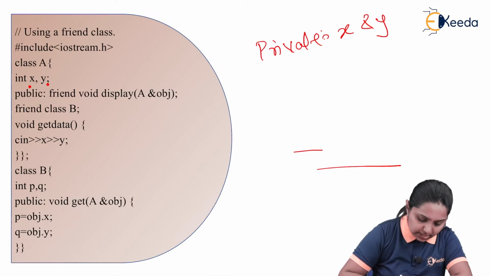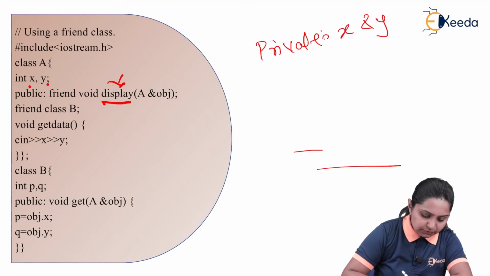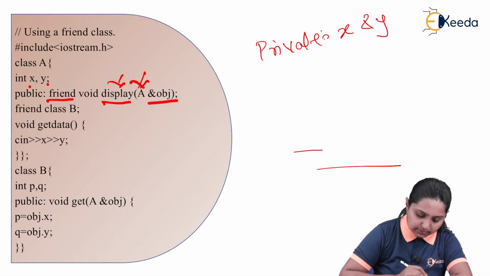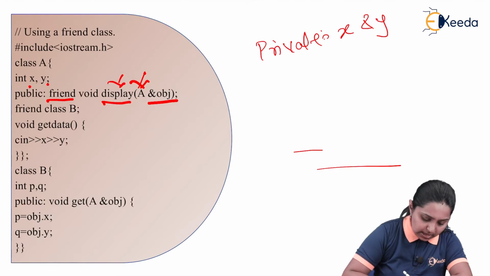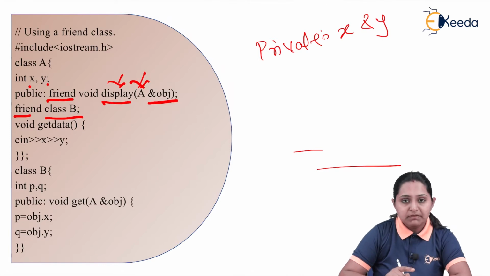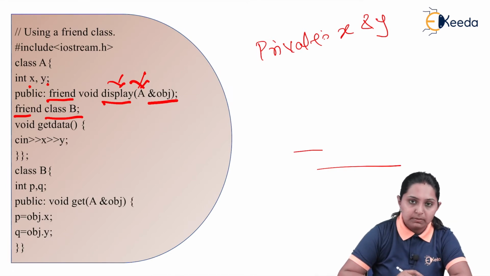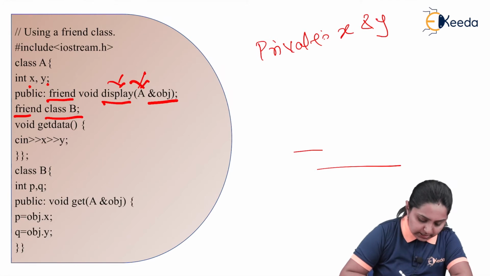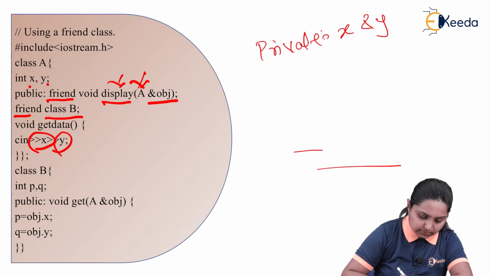Now we are declaring one function, display, which takes an object of class A. Inside class A, I am declaring class B as a friend. That means we are giving permission to class B to access the private data members of class A. Now, void getData is a function which can access the data members X and Y.